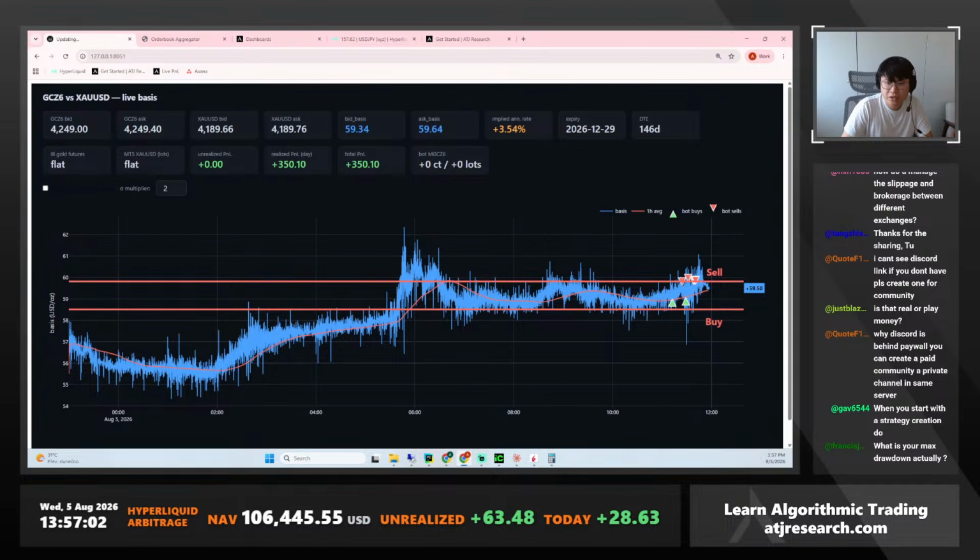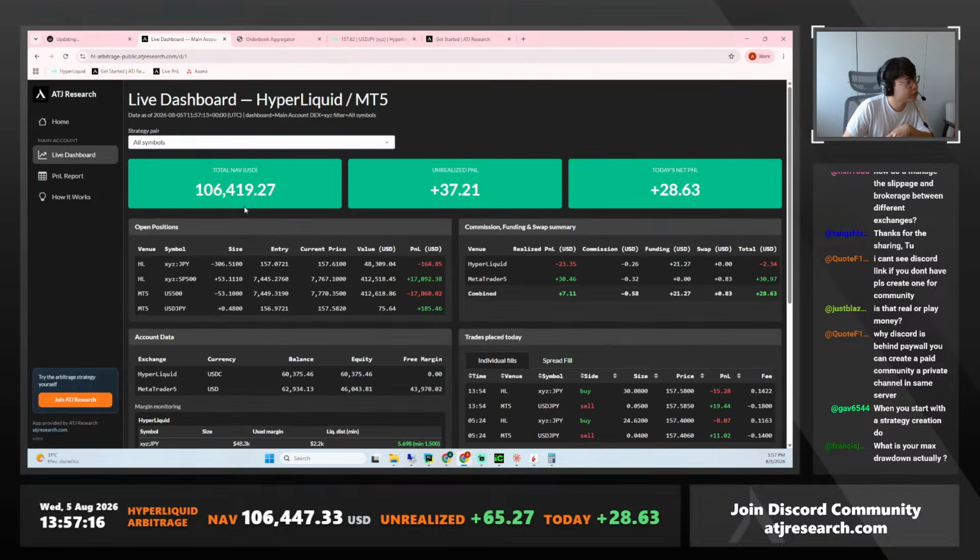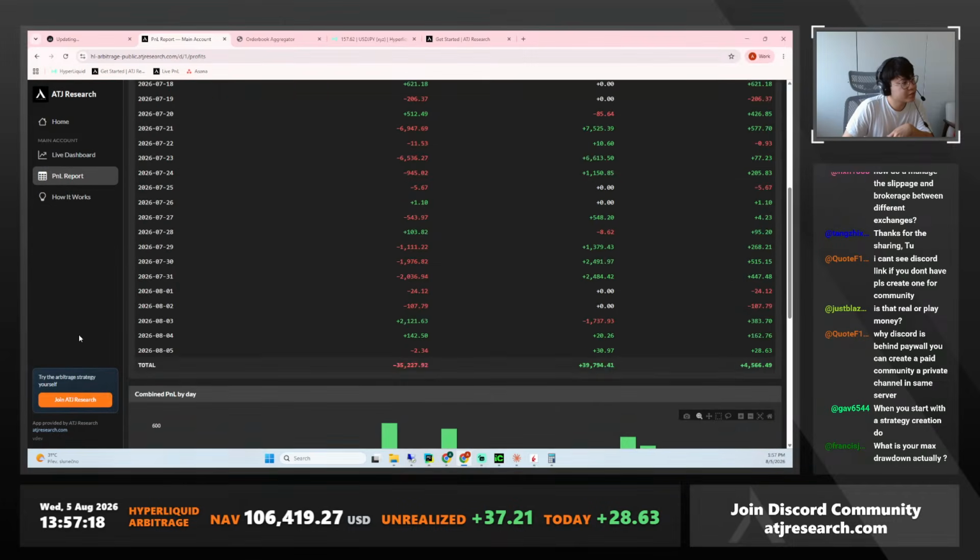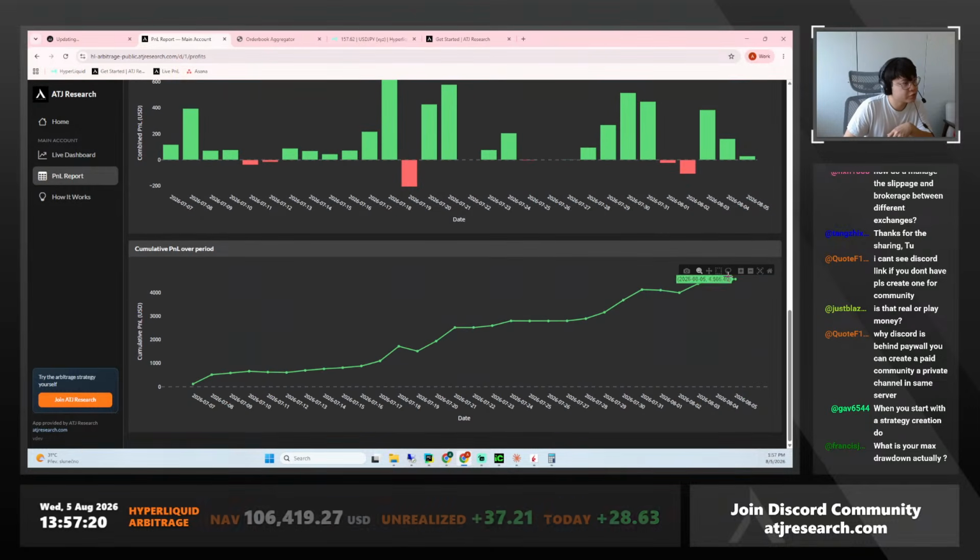When you start with strategy creation, I'm not sure what you mean with that, but right now we're creating the strategy on GC futures. And what is your max drawdown actually? If you're referring to this account here, so here are the drawdowns. Sometimes you can have floating drawdowns, right?